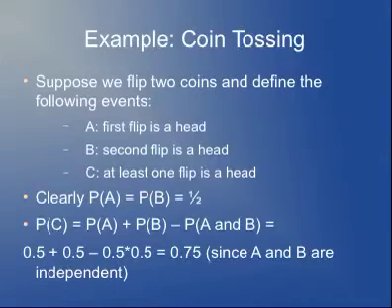If we wanted to find the probability of C, which is the probability that at least one flip is heads, well, we can use the general addition rule. The probability of A or B is equal to the probability of A plus the probability of B minus the probability of A and B, which is equal to 0.5 plus 0.5 minus 0.5 times 0.5 since they're independent, so that's equal to 0.75.